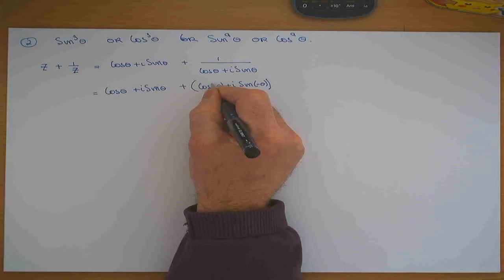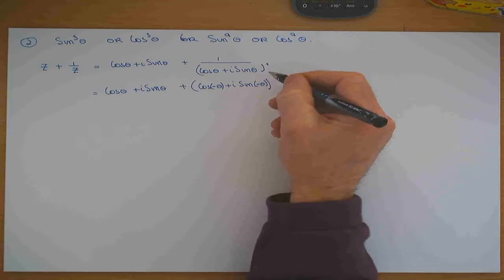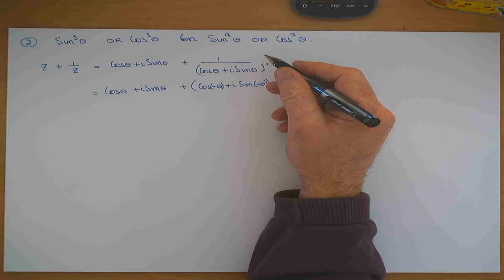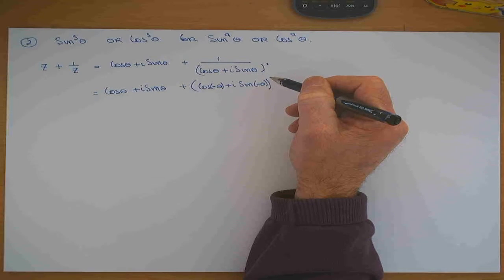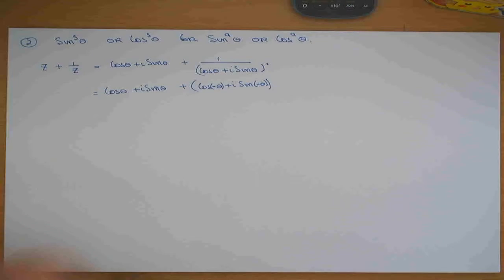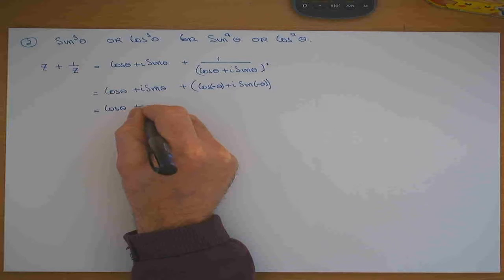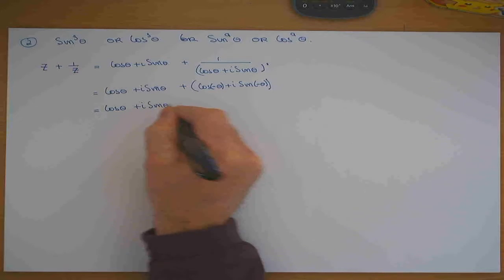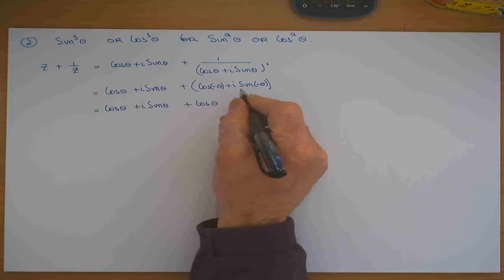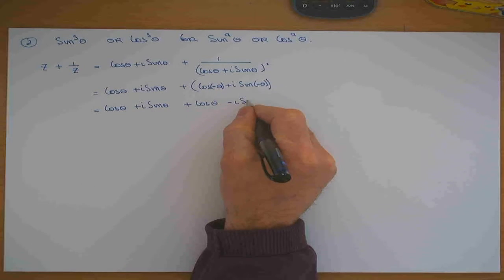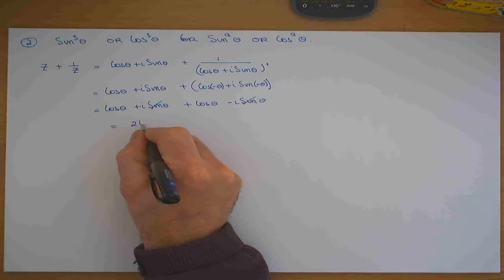Now you understand where I got that. That's like that over 1. When I would bring it up, it would come to the power of what? Minus 1. And what does De Moivre say I do with the minus? I multiply it by the angle. So that's equal to cosine theta plus iota sine theta. Cosine of a negative angle, cosine of the angle. Sine of a negative angle, minus iota times the sine of the angle. It's 2 cosine theta.